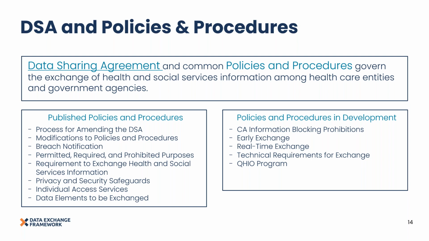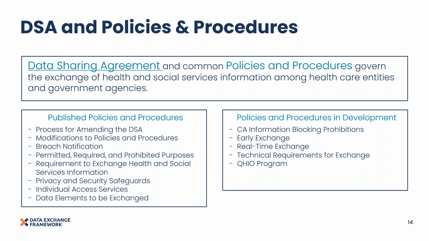And there's a policy and procedure for how to amend the DSA, how to modify policies and procedures. So these both touch on essentially some of that governance, like how does this work? Who has the authority to do what? Breach notifications, a technical one, permitted, required, and prohibited purposes. So on the compliance side of the house, what is permitted to be exchanged, what is required to be exchanged, and what is prohibited to be exchanged. All of that is in this one policy and procedure, which you also might hear me call a P&P.